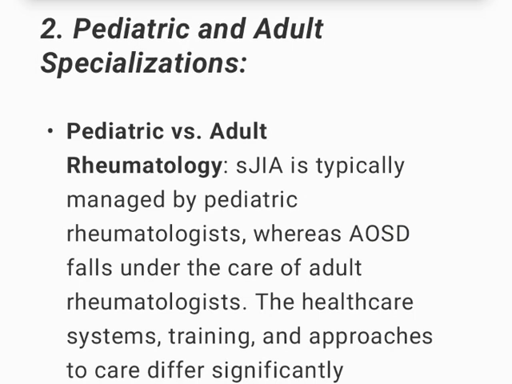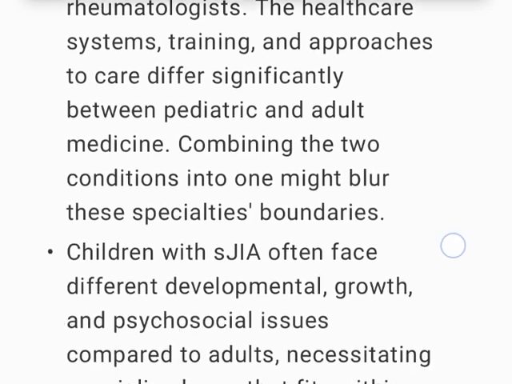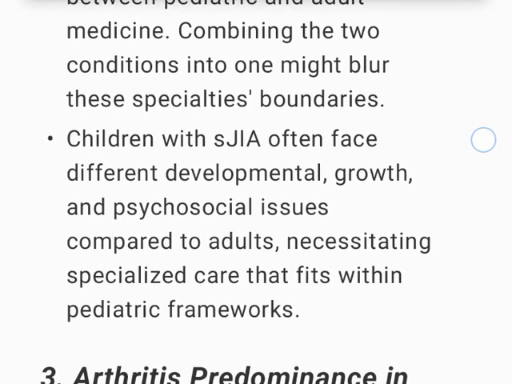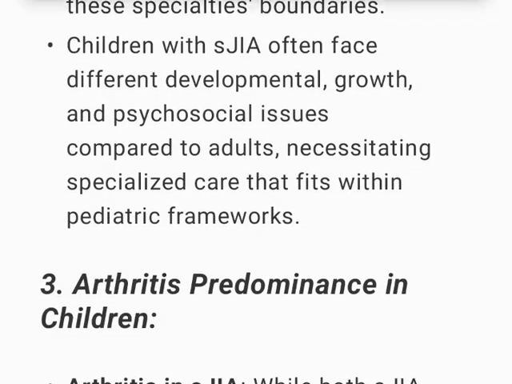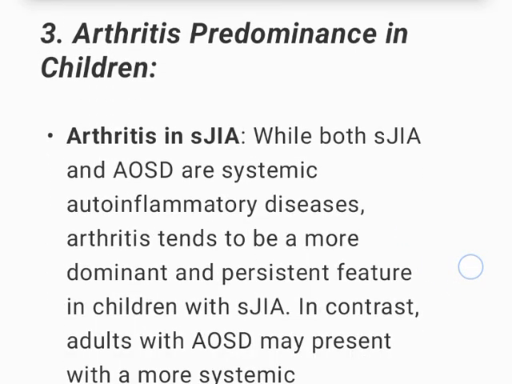2. Pediatric and adult specializations. Pediatric versus adult rheumatology. SJIA is typically managed by pediatric rheumatologists, whereas AOSD falls under the care of adult rheumatologists. The healthcare systems, training, and approaches to care differ significantly between pediatric and adult medicine. Combining the two conditions into one might blur these specialties' boundaries. Children with SJIA often face different developmental, growth, and psychosocial issues compared to adults, necessitating specialized care that fits within pediatric frameworks.